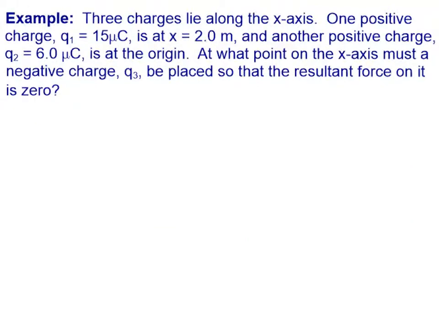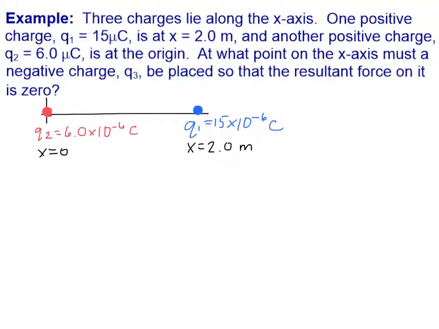We have 3 charges lying along the x-axis. A positive charge at 15 microcoulombs, and this is its position. Another positive charge, 6.0 microcoulombs at the origin. At what point on the x-axis must a negative charge, we'll call that Q3, be placed so that the resultant force on it is 0? I just drew some of this information in a diagram for us, and we are going to want to place our charge Q somewhere in the middle, Q3.